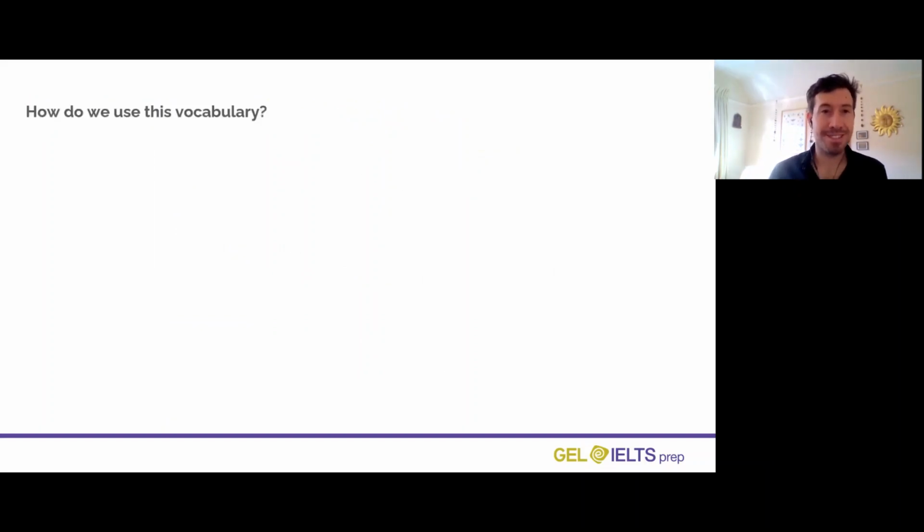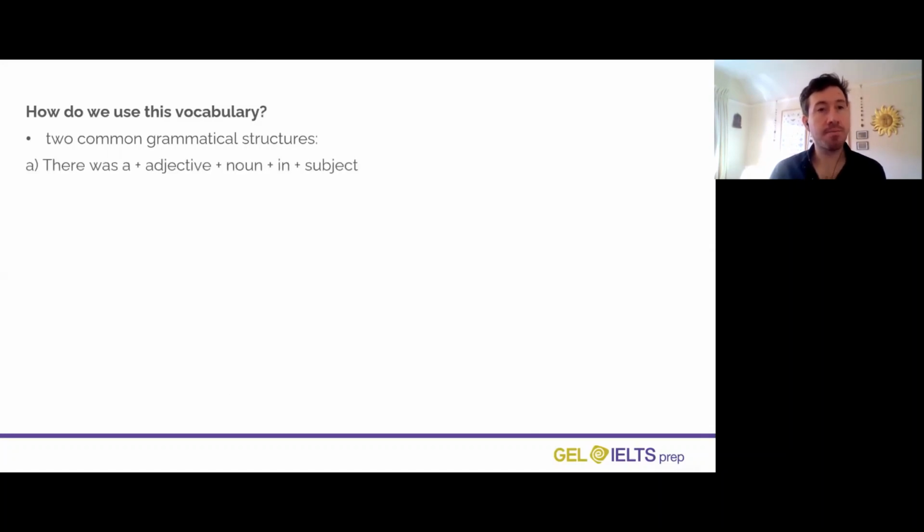So how do we use this vocabulary? Well, there are two common grammatical structures that you can use. There are more than that, but this is a good starting point. The first one is this: there was, plus an adjective, plus a noun, plus the preposition in, plus the subject. Now, the subject is whatever the graph is talking about.